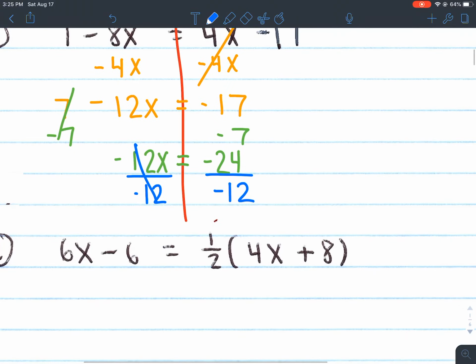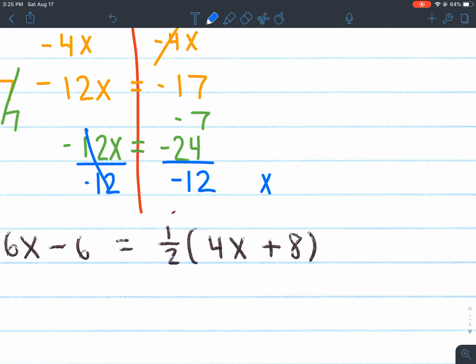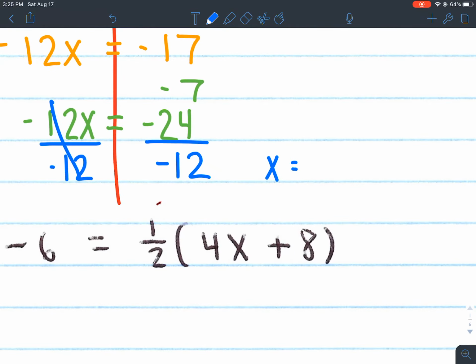And if you're watching and you're not taking notes, you should be. So either get out a piece of paper or make sure you printed out these notes beforehand. So we have negative 24 divided by negative 12. So this is going to be 2. So we have x equals 2.